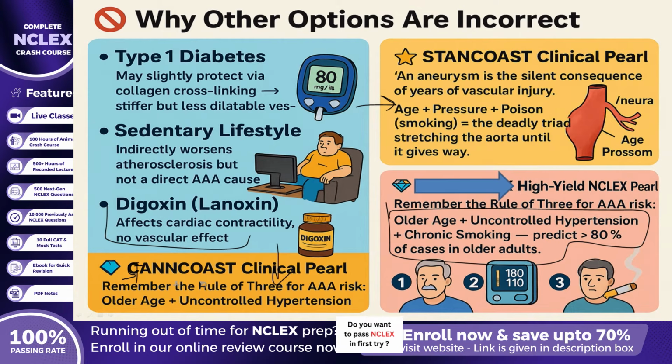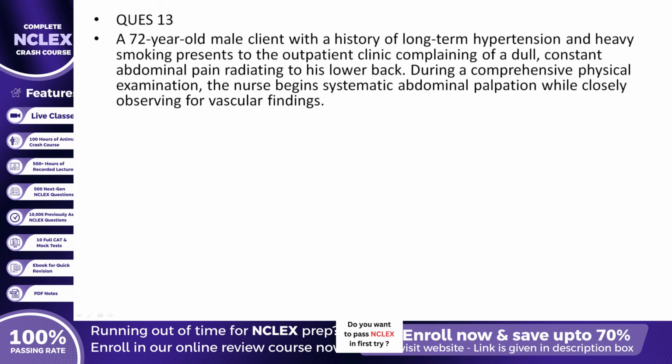Shifting to a clinical scenario that highlights critical assessment skills, picture a 72-year-old male client with a long-standing history of hypertension and heavy smoking who presents with a dull, constant abdominal pain radiating to his lower back. During a comprehensive abdominal examination, the nurse performs gentle palpation while observing for vascular changes. The question asks, which assessment finding would be most characteristic of an abdominal aortic aneurysm, also known as AAA?